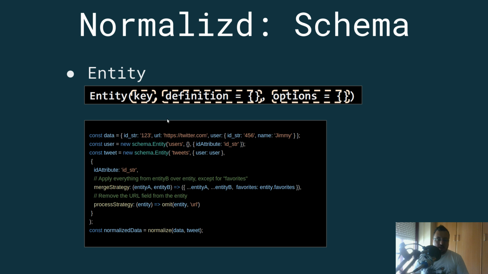So this is the entity. So we have normalized data, and the tweet. Data is the response from the API, ID string, URL, and the user. Okay, so we're going to create the entity for the tweet for the user. So for the user, we have a schema entity. We just give it a name to read references. We just have the definition as a default object, and in the options we are setting the ID attribute to ID string.